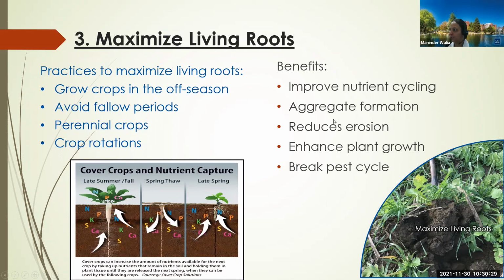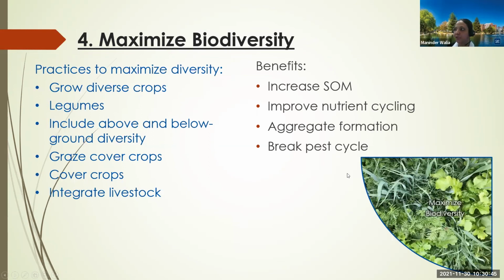At the same time, like the other three principles, it improves aggregation, reduces erosion, and also breaks the pest cycle, and thus reduces the use of pesticides to keep pests under control. The last and fourth principle is to maximize the biodiversity, which involves both above and below ground. In order to achieve a high level of diversity, always plant diverse crops. As we know, biodiversity is ultimately the key to the success of any system.